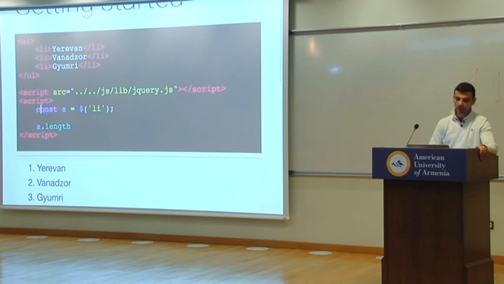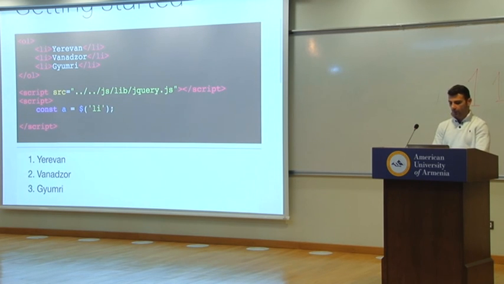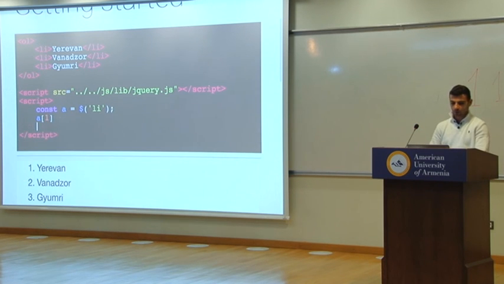Okay, so let's keep going. Furthermore, you can reference any of those elements by using the array syntax. That is to say, if I were to do this, what would this return? Vanadzor. This would be in the 0 index, this would be in the 1 index, and this would be in the 2 index. Is that clear?